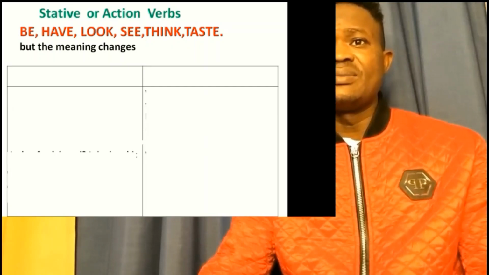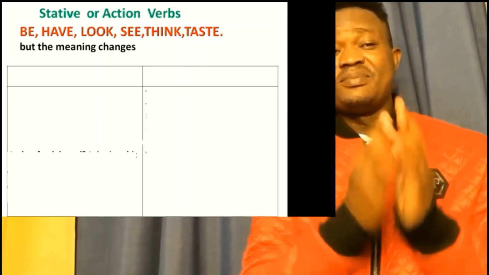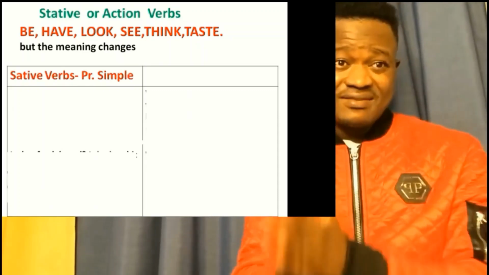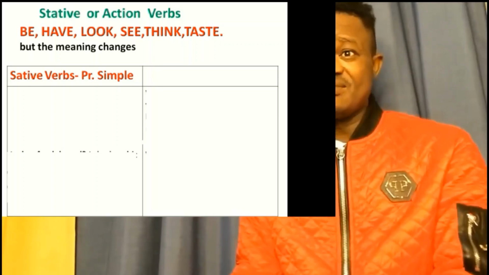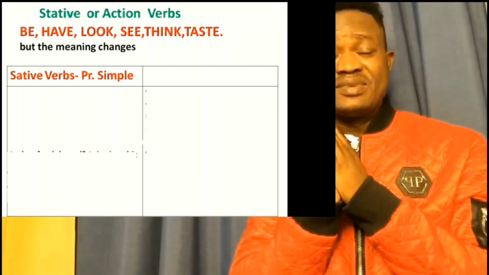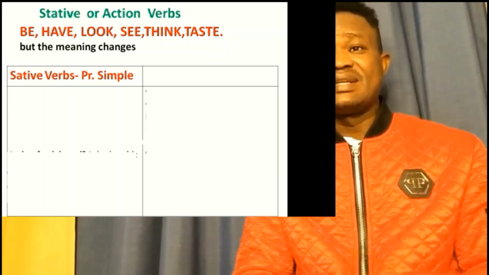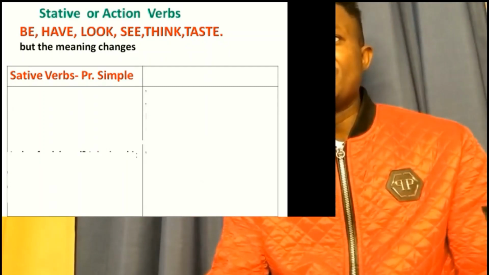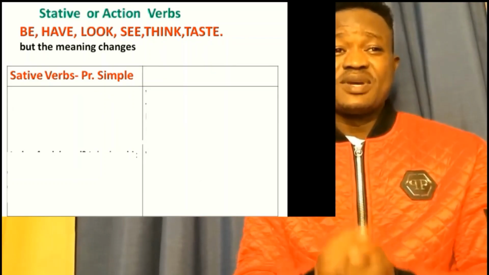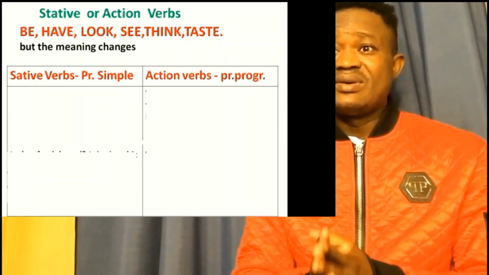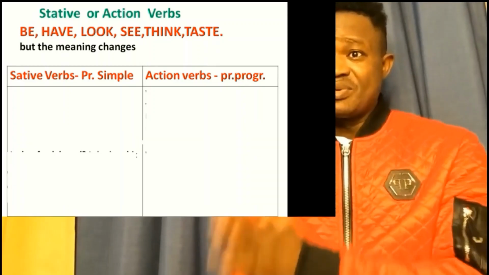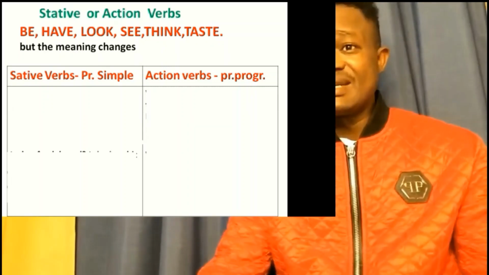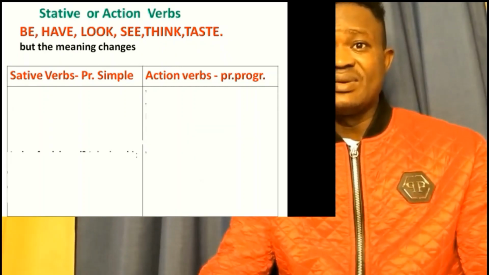All right, let's go. Stative verbs in present simple. We use stative verbs mostly in present simple. We don't use stative verbs in present progressive. But these verbs can be stative, and they can be action verbs. Okay, all right, let's go. Action verbs, present progressive. So in the action form, they can take present progressive. Okay, let's see some more examples, guys.